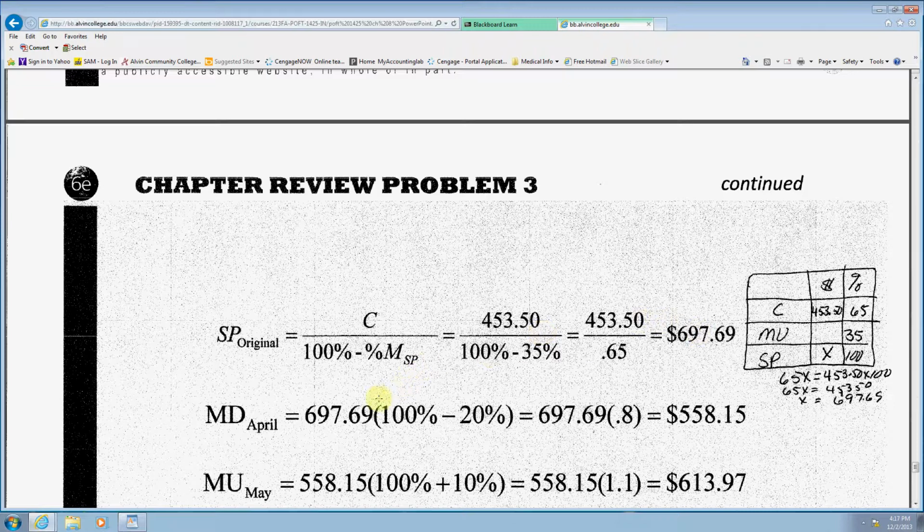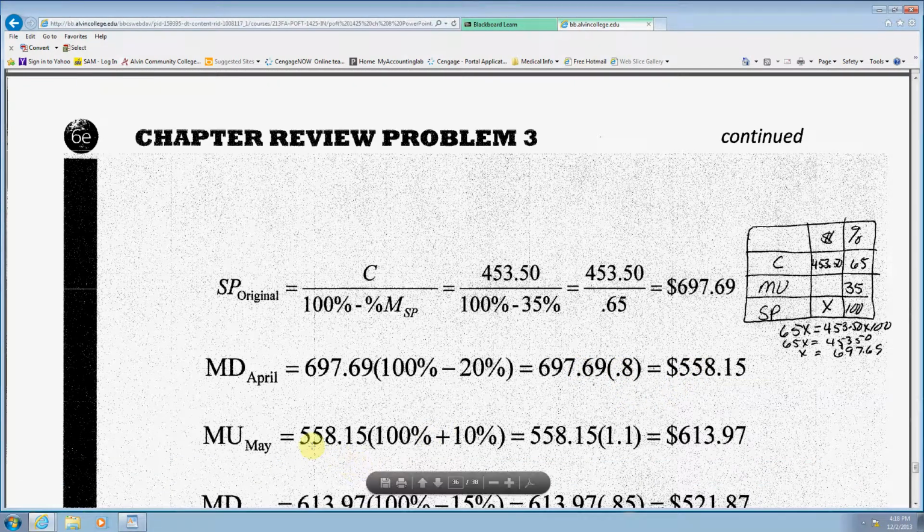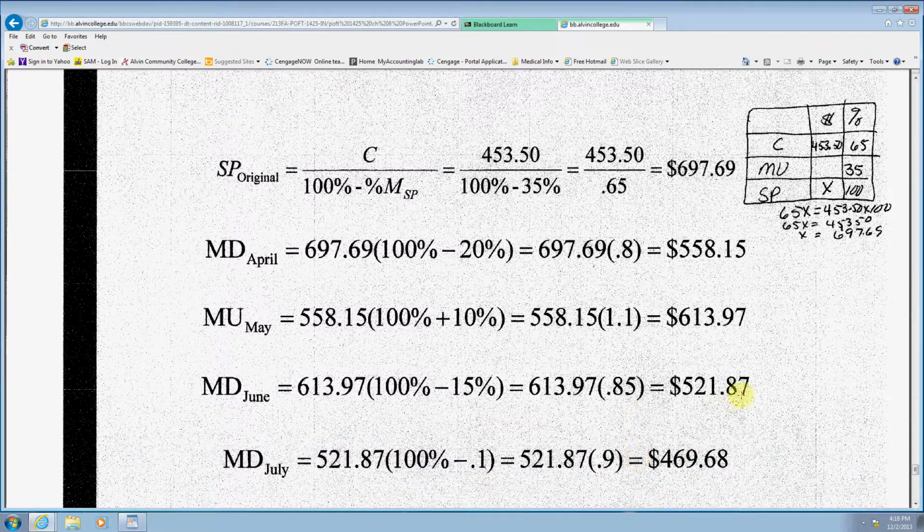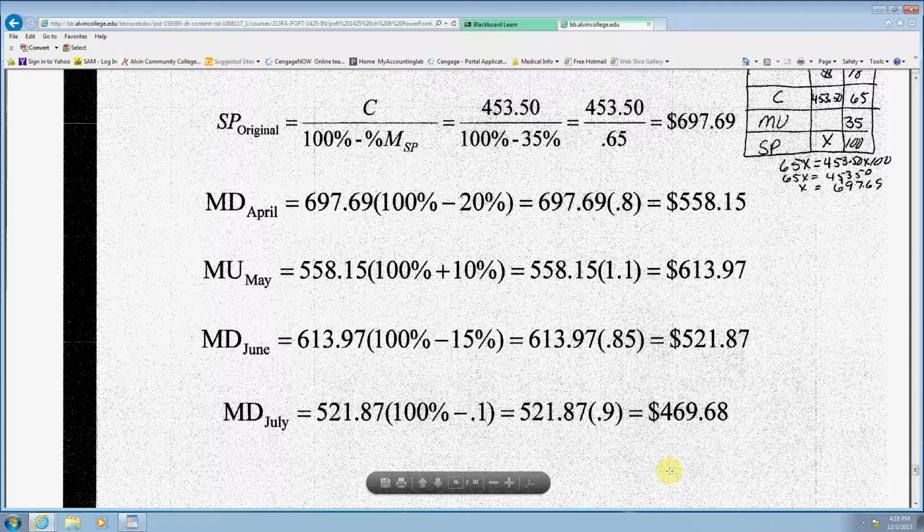Then we use that price, and we had a 20% markdown, it would be 80% times that. Then we use this selling price, we had a 10% markup, so it's 1.1 times that selling price. We use this selling price for our markdown of 15%, which is 85%. And then we use this price, and our final one was a 10% markdown, which would be 90%. $469.68 was our final selling price.